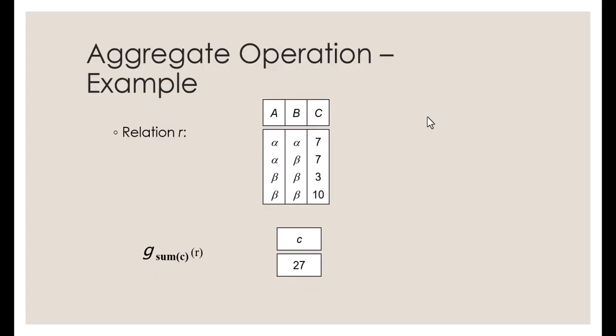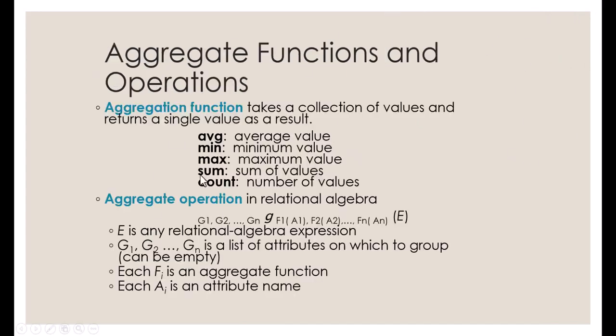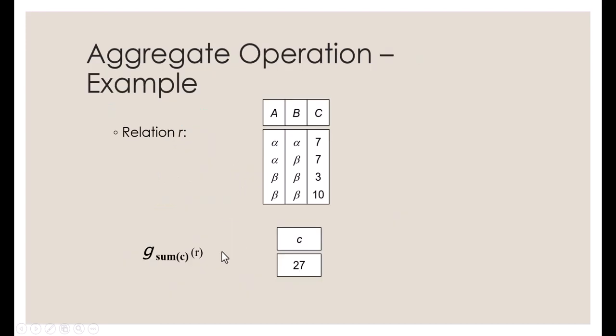So we have a relation called R here with 3 attributes, A, B, and C. We have some values in here, and we want to use an aggregate function. This is the symbol that you use for the aggregate function. It looks like a lowercase g, right? Out of the 5 functions, we have decided to use sum. So we have these 5 options. We're using sum. We put the name of the relation in parentheses like we've always been doing.